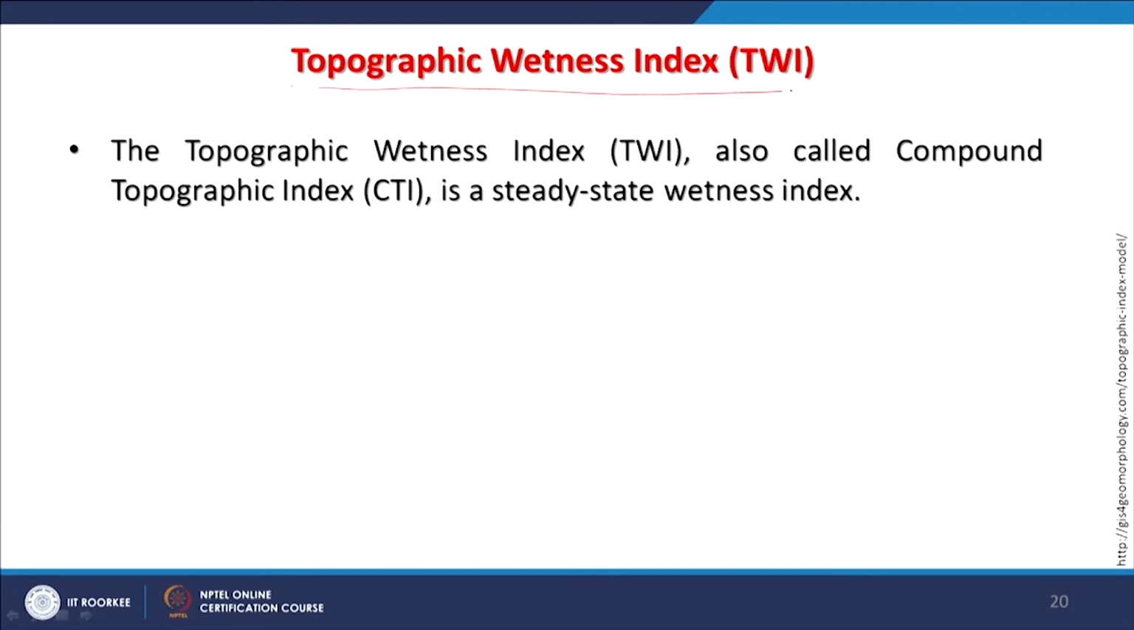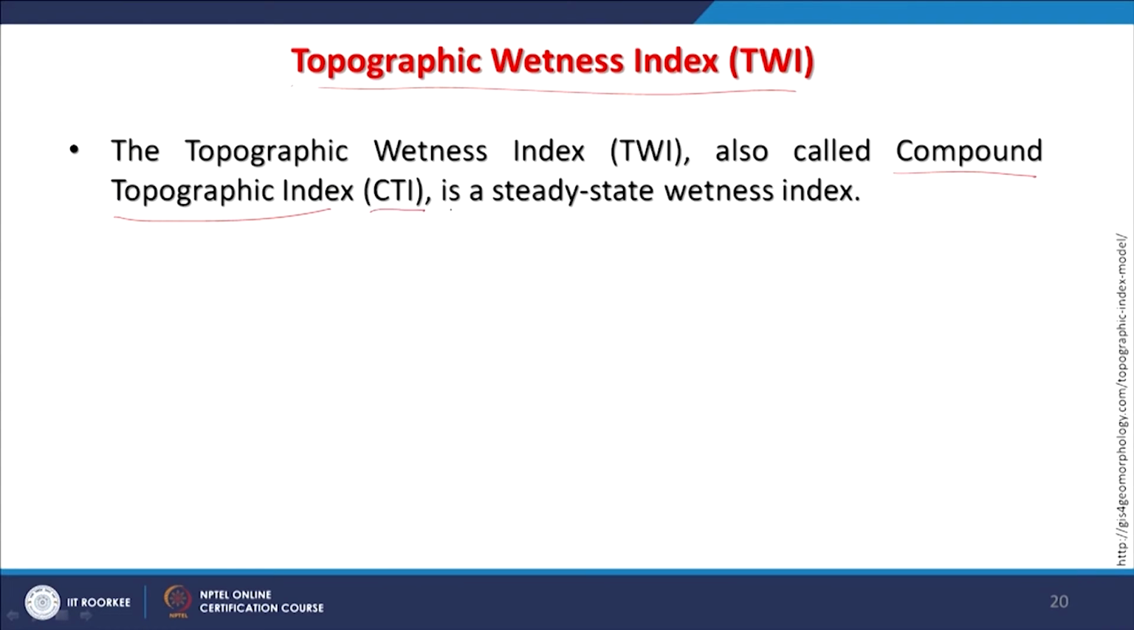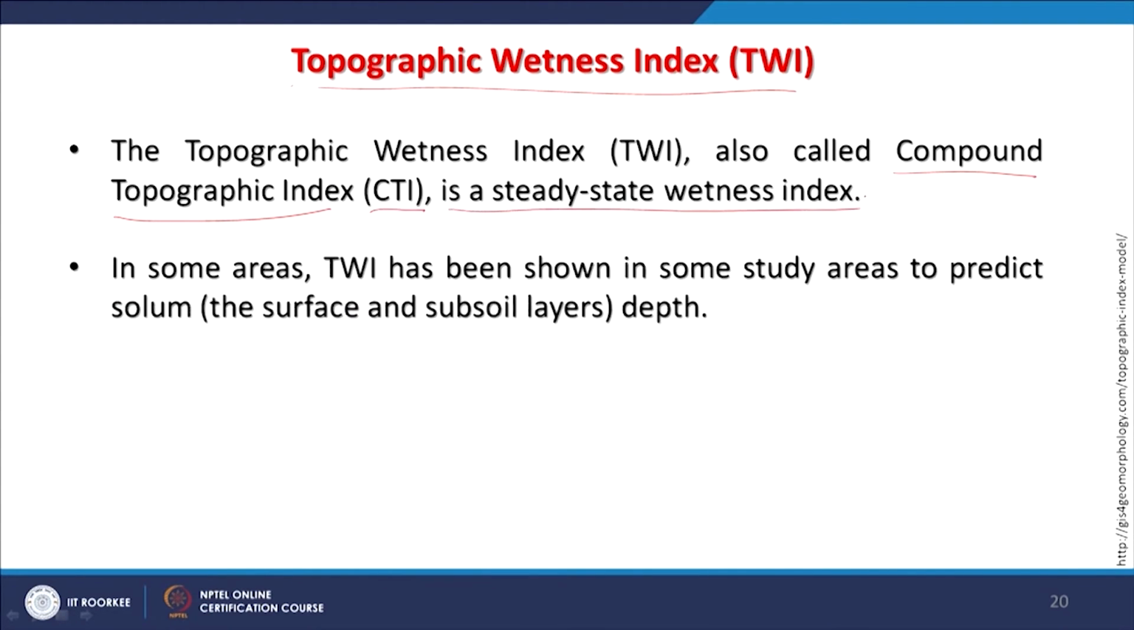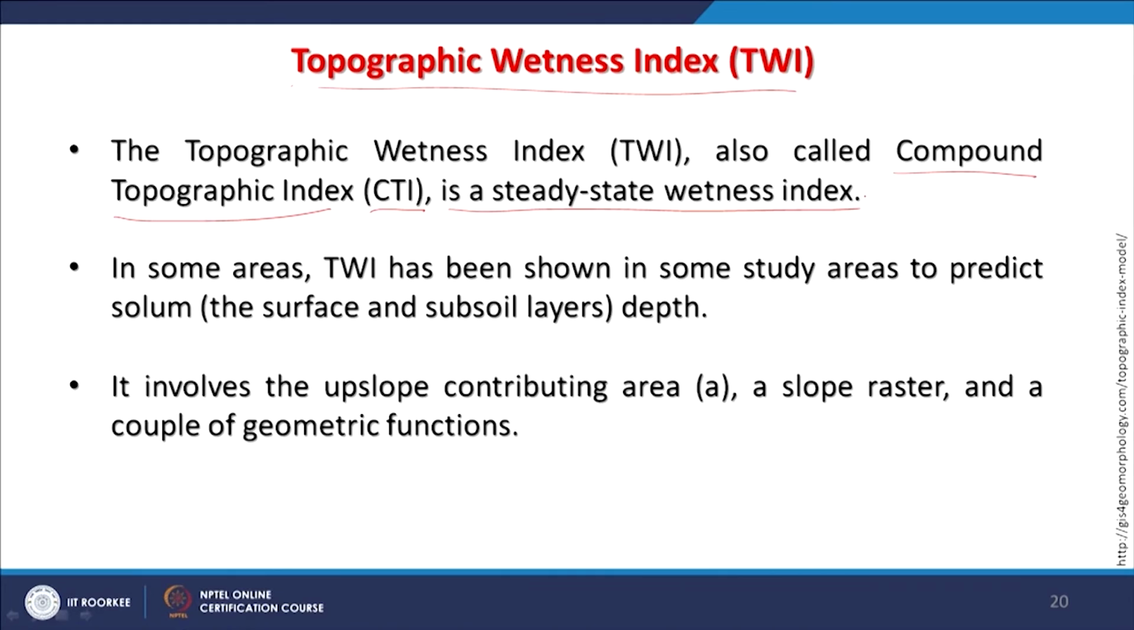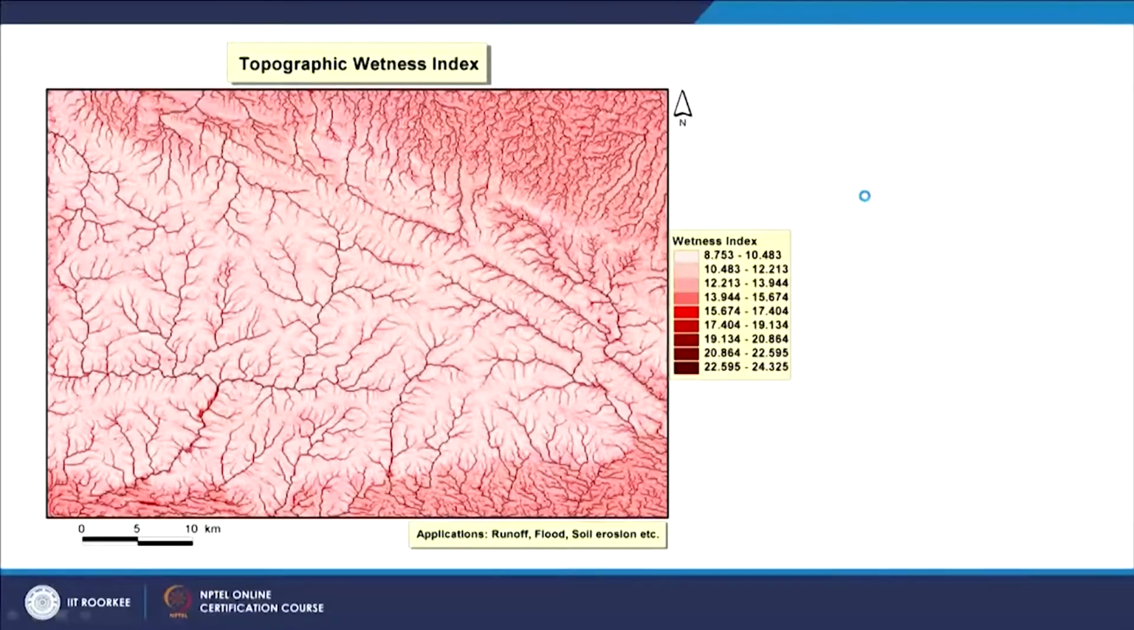Now, another derivative which is again important is the topographic wetness index, TWI. Again it is an output of surface hydrologic modeling using a digital elevation model, also called the compound topographic index, CTI, and it is a steady state wetness index. In some studied areas this TWI has been shown to predict solum, the surface and subsoil layers depth. It involves the upslope contributing area, A, and the slope raster. Of course, you already have a slope map derived through a digital elevation model, and a couple of geometric functions.